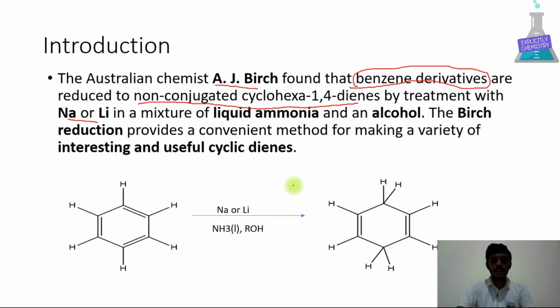The Birch reduction provides a convenient method for making a variety of interesting and useful cyclic dienes. Using this method, we can synthesize interesting dienes and cyclic dienes.